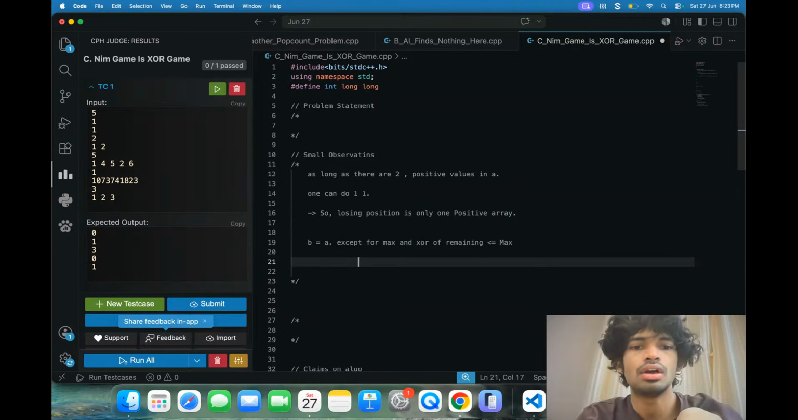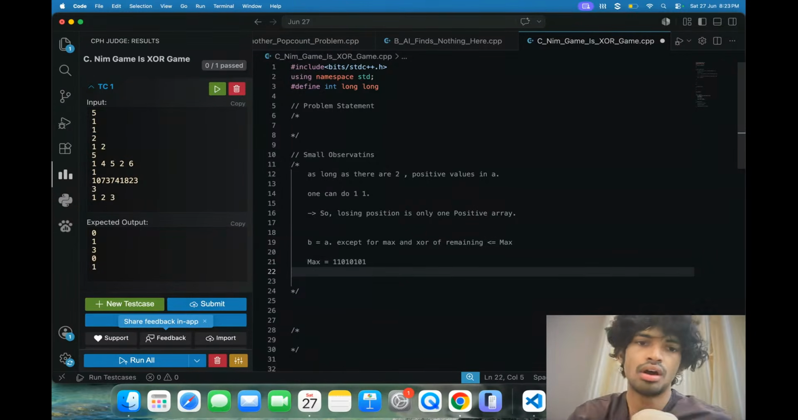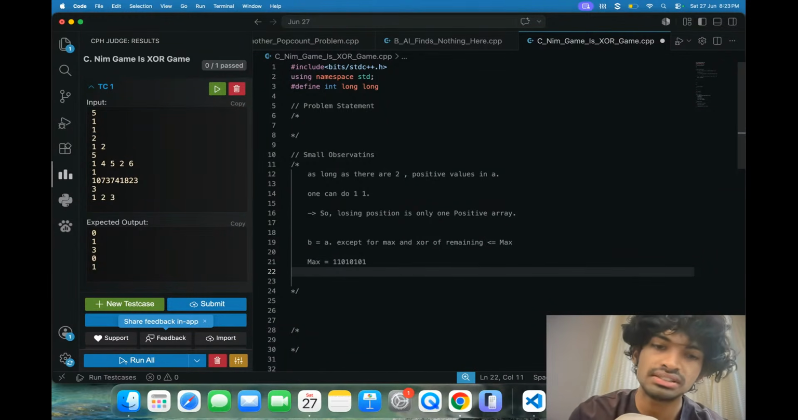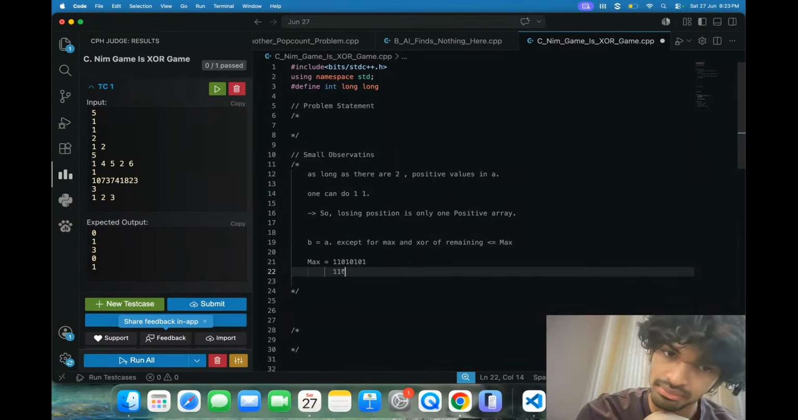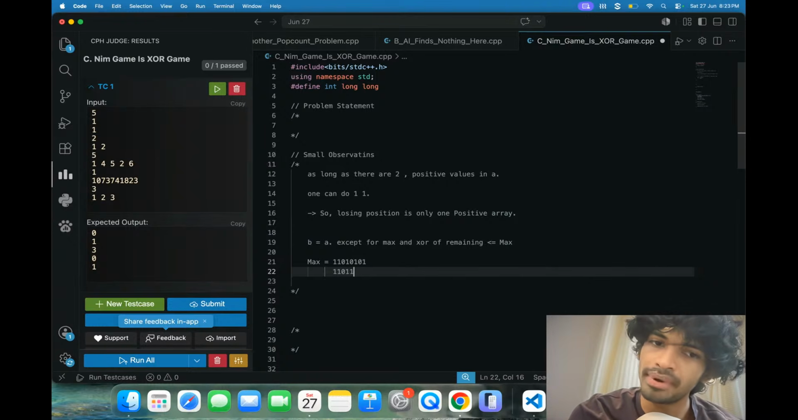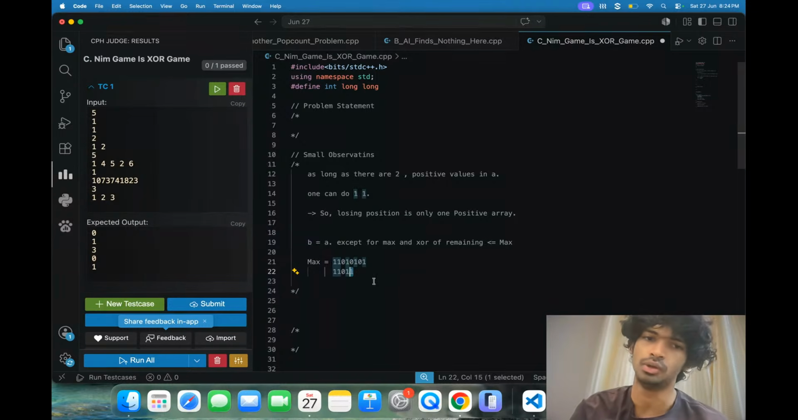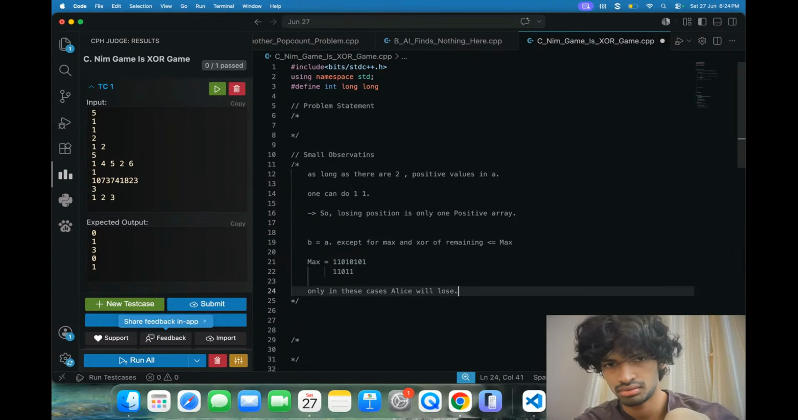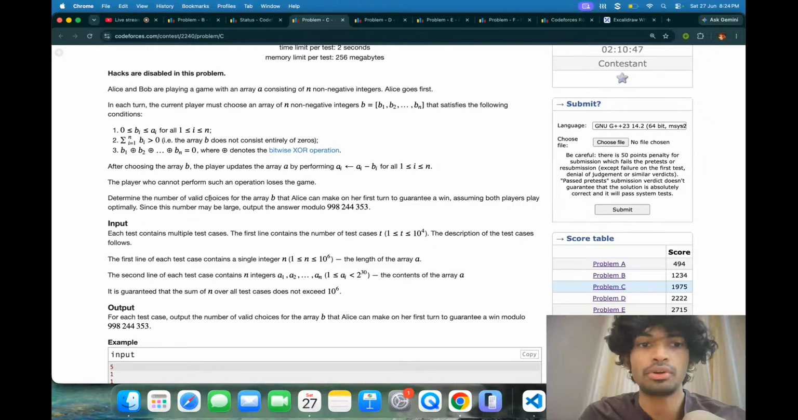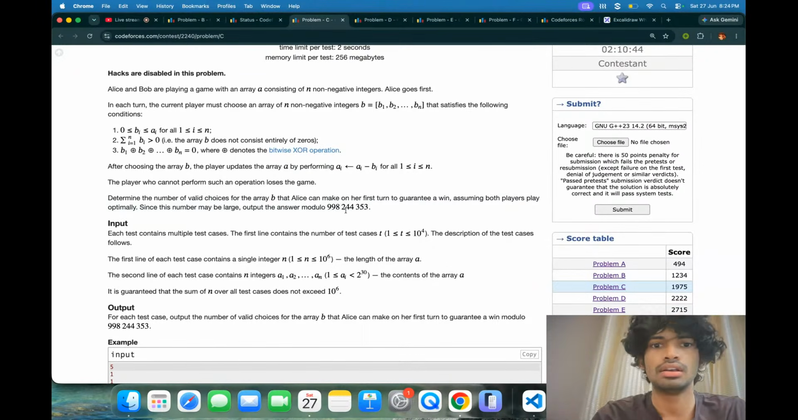That means whatever max is, there cannot be a bigger bit. This bit people are having one. Again, this bit is being odd. And then some bit where max is zero is being one. Only in these cases, Alice will lose. But we also have to count the number of first choices Alice can make such that she wins.